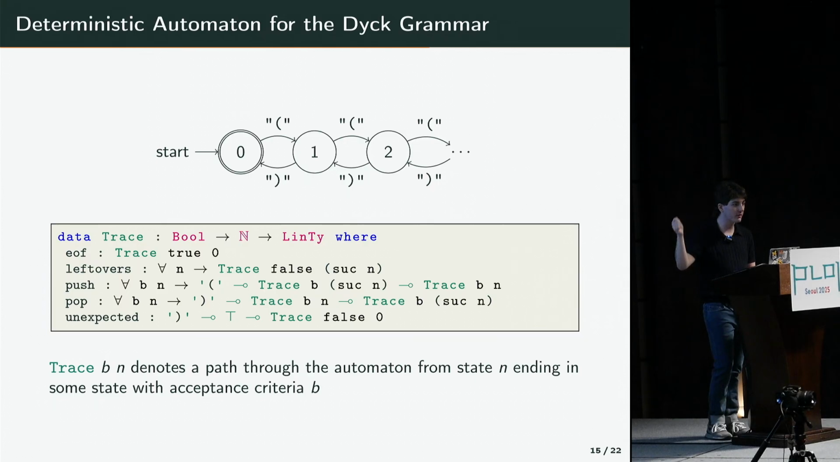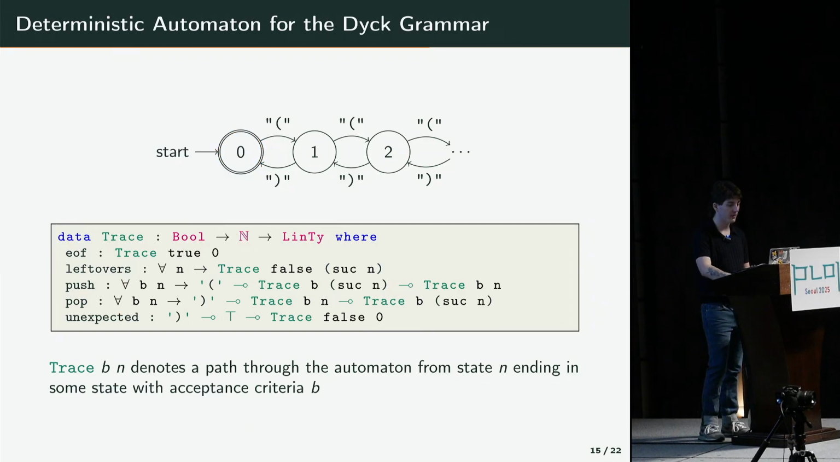And each of the constructors of this inductive linear type correspond to small modular ways we can build traces. For instance, if we want to terminate a trace in the initial state 0, because that state's accepting, we can use the first constructor. If we want to terminate a trace in the non-zero states, which are rejecting, we use the second constructor. And then the push, pop, and unexpected constructors correspond to different families of transitions. For instance, push corresponds to the open parens, pop corresponds to the closed parens, and the unexpected constructor corresponds to a failing case where we try to read a closed paren while in the initial state 0.